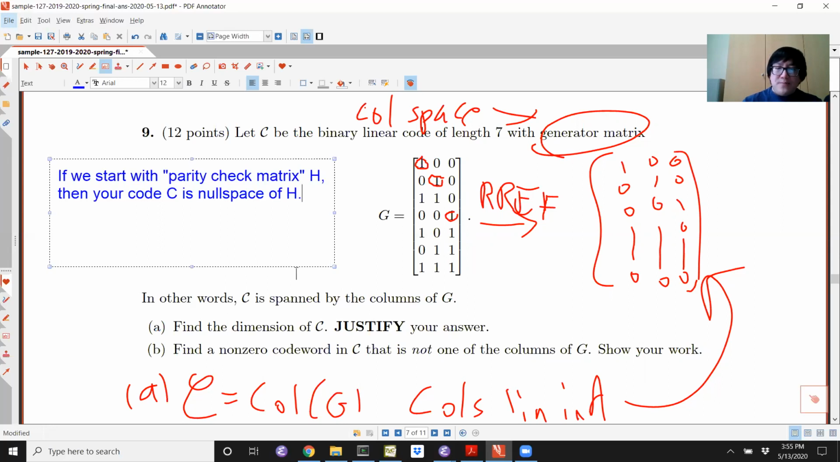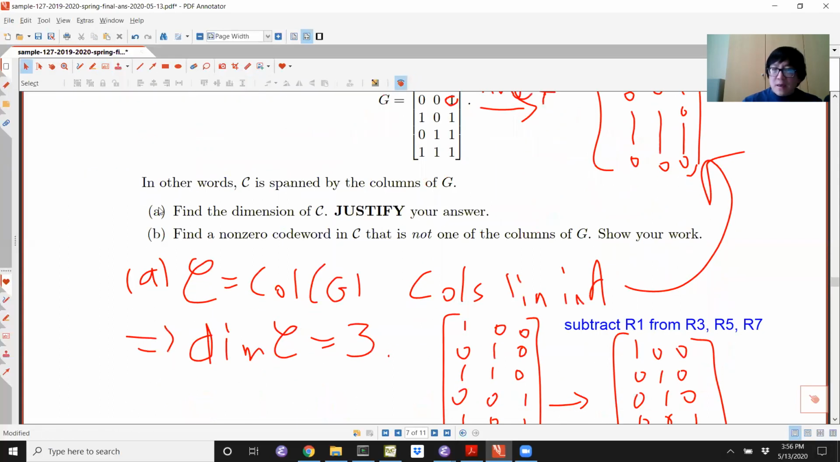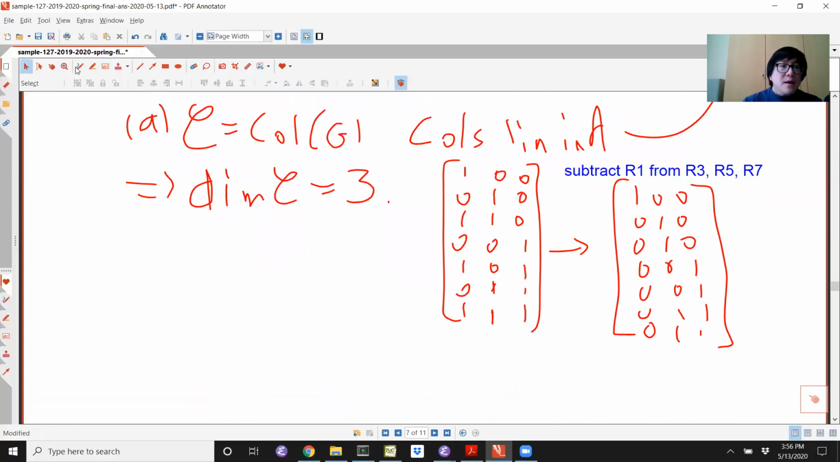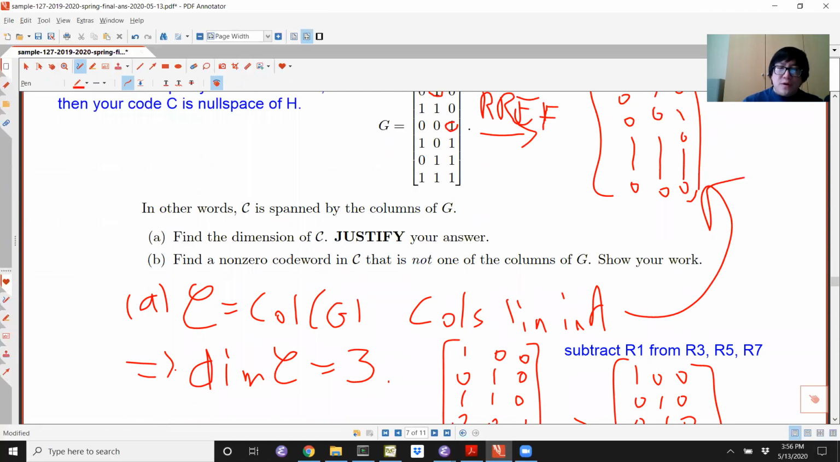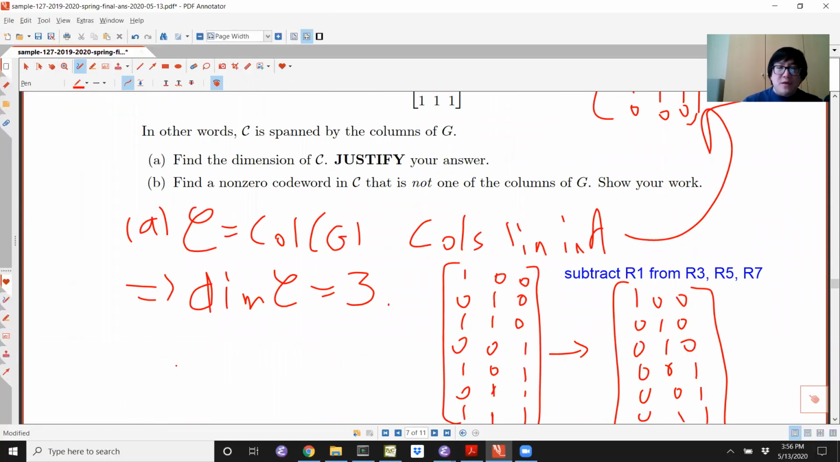Okay, all right, so that was part A. And maybe in more detail than necessary, but not in a bad way. Now part B. For part B, this says find a non-zero code word in C that is not one of the columns of G.